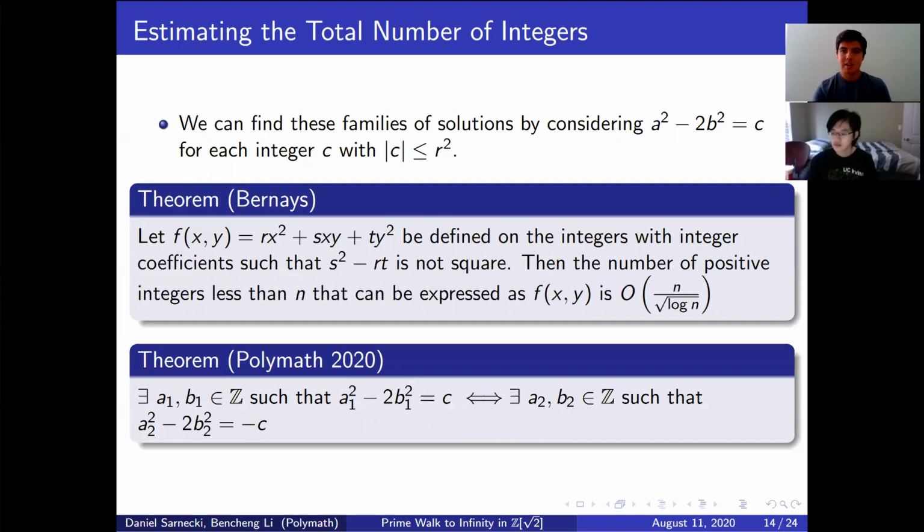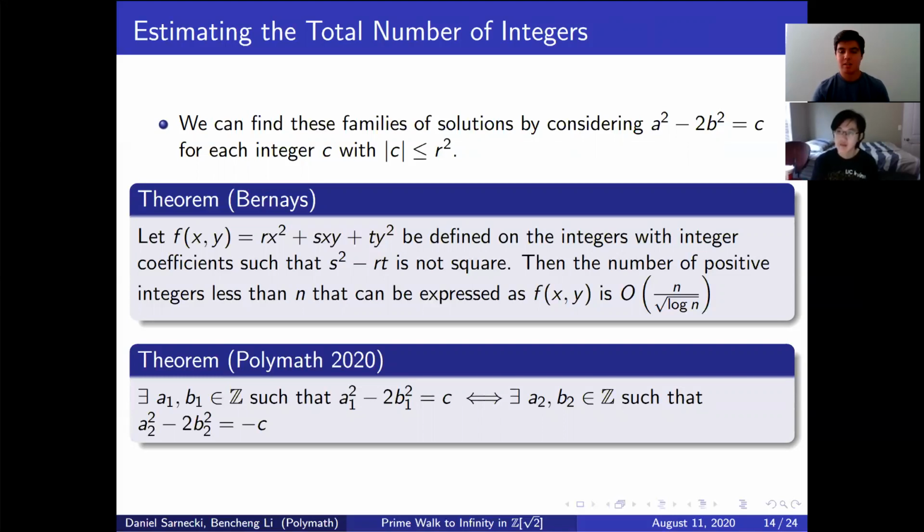Then, to accompany this theorem, we have this little helper theorem right here that just says that if we have a solution to the equation a squared minus 2b squared equals c, then we must also have a solution to a squared minus 2b squared equals negative c. The reason why is that if we have a solution a plus b square root 2, then we multiply by 1 plus the square root of 2.